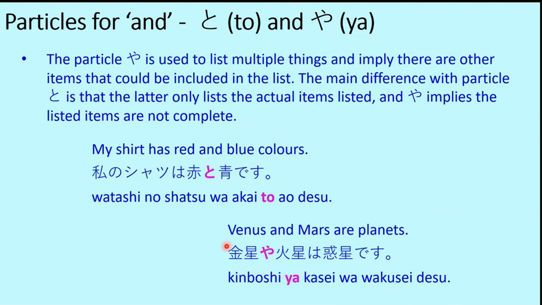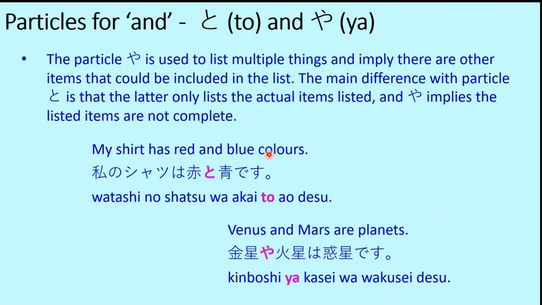This is the kanji of Venus. This is the kanji of Mars. Kinboshi ya Kasei wa wakusei desu. Wakusei means planets. So here we are not using to, but we are using ya, because the list is non-exhaustive. Venus and Mars are planets.